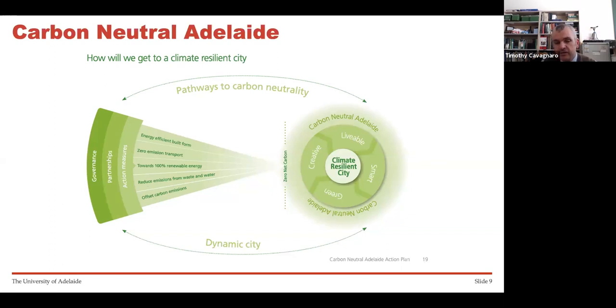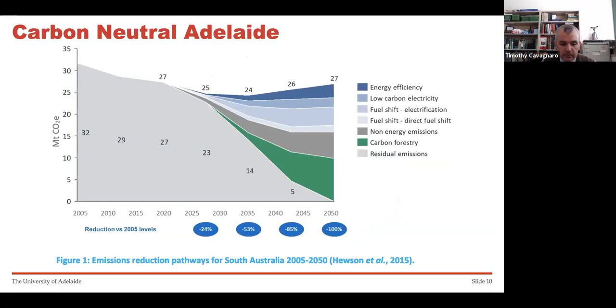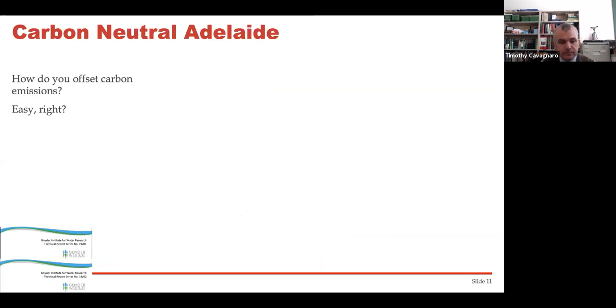And those offsets are quite substantial. This is some modelling that was done, not by us, but by Houston in 2015. It shows along the x-axis our progression towards 2050 and trying to achieve carbon neutrality, which is effectively what the y-axis is showing us. You can see that carbon forestry, so effectively growing trees, is a really significant part of the plan. We can achieve energy efficiency and reduce our emissions, but we still need that carbon forestry offset as well. And so again, that's where we were trying to focus our efforts.